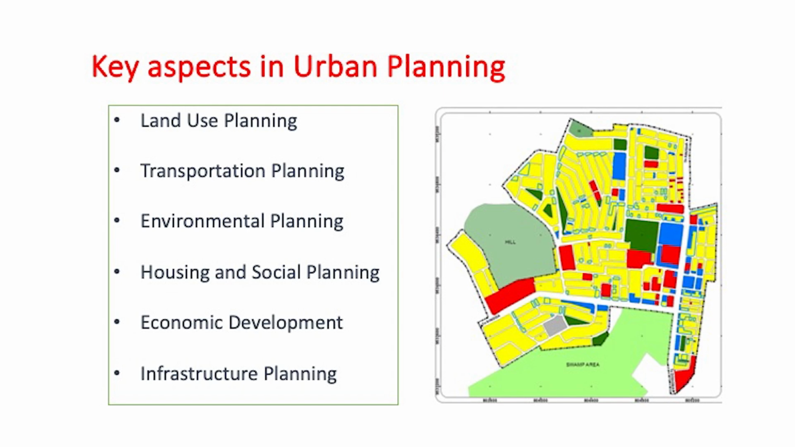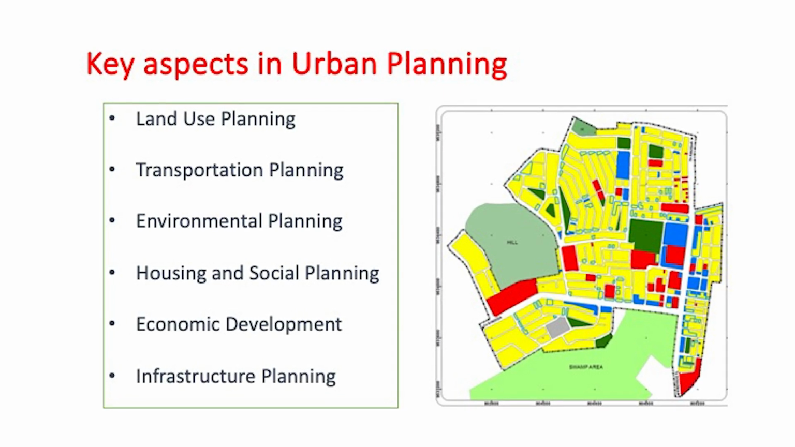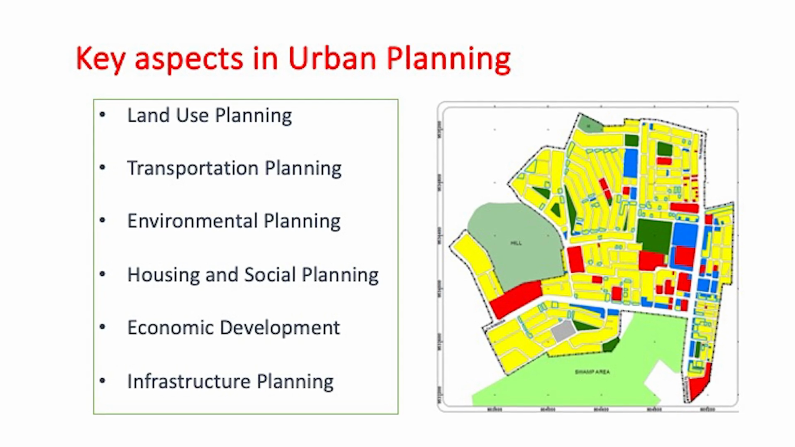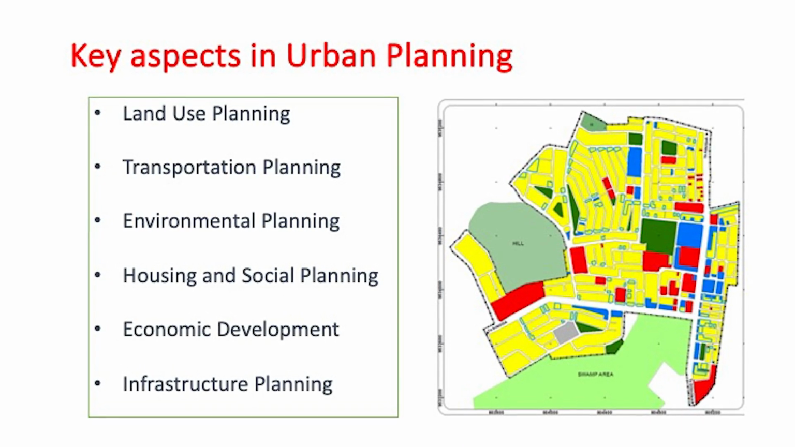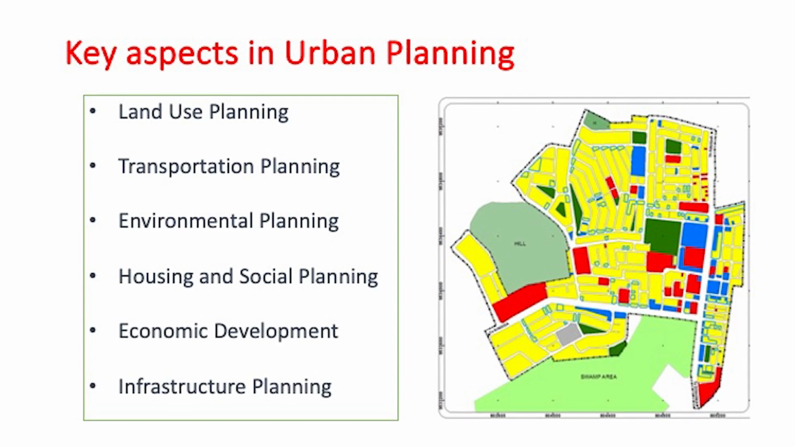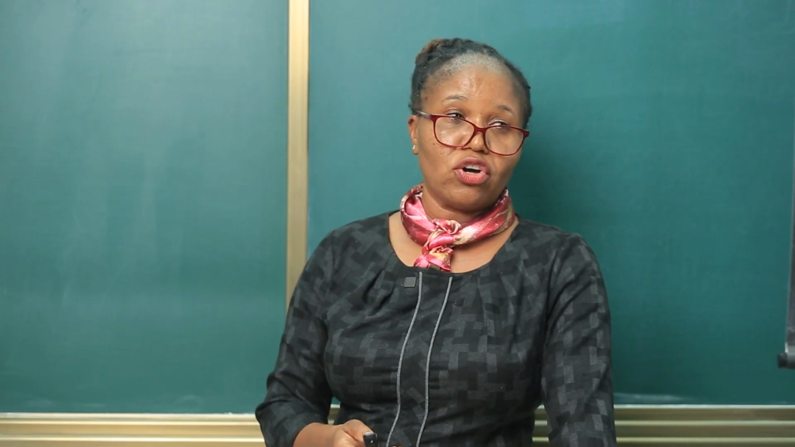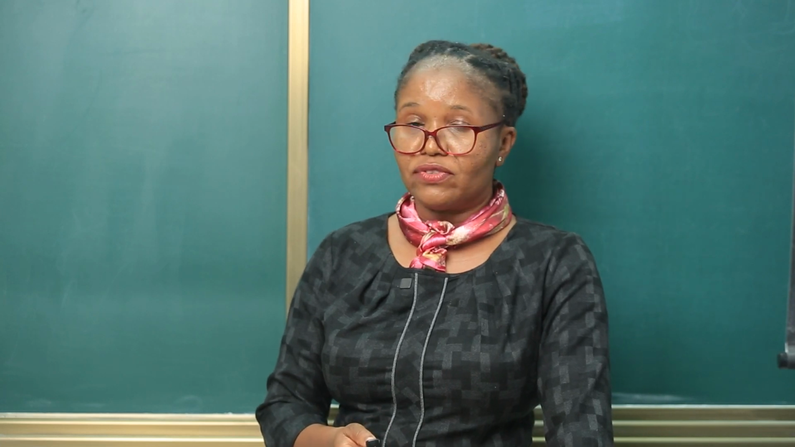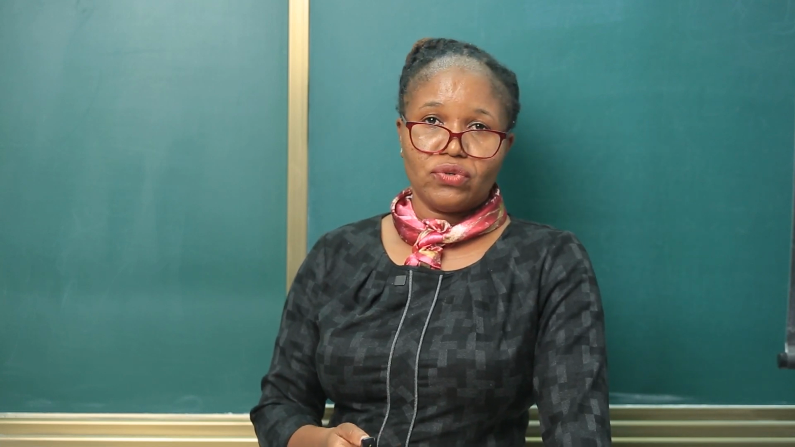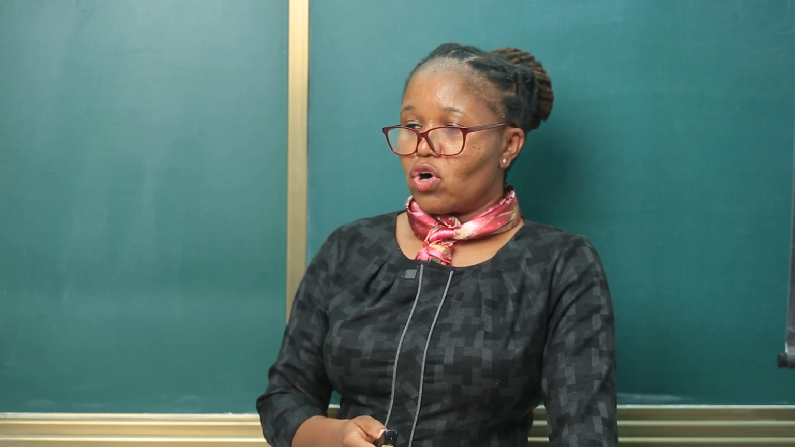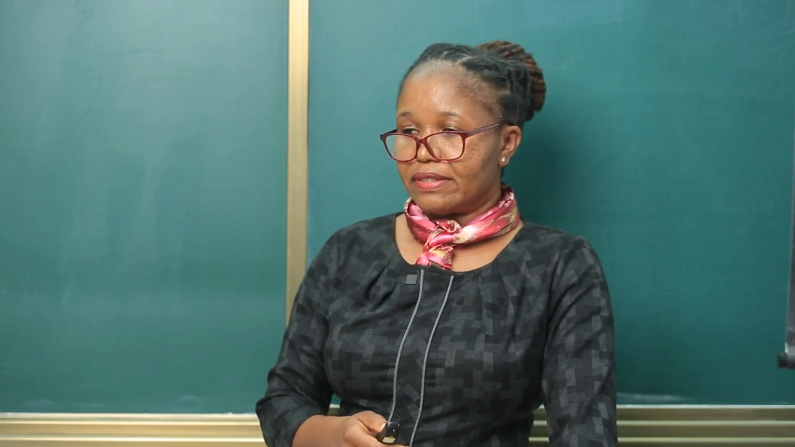Key aspects in urban planning include land use planning, which deals with organization and zoning of activities on a piece of land, determining what has to be located where in terms of, for instance, residential uses, commercial uses, industrial uses, agricultural uses, open spaces, etc.